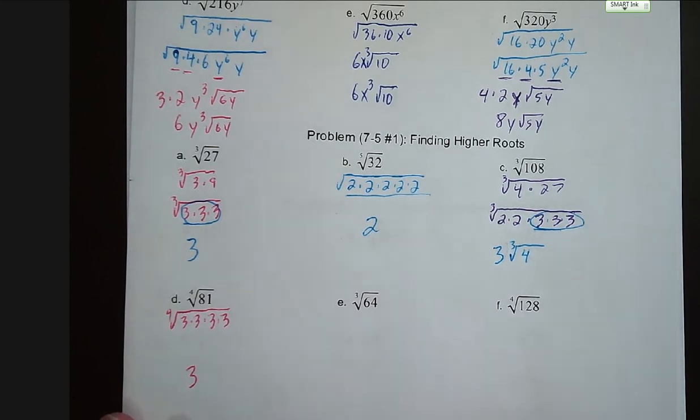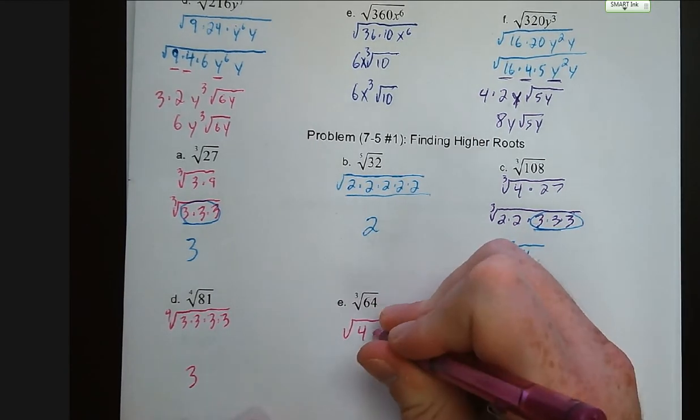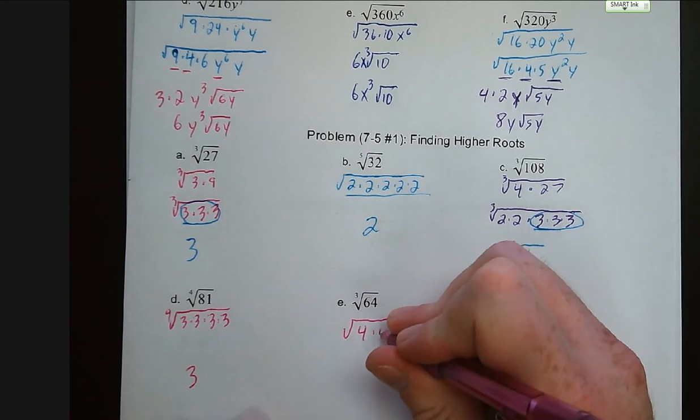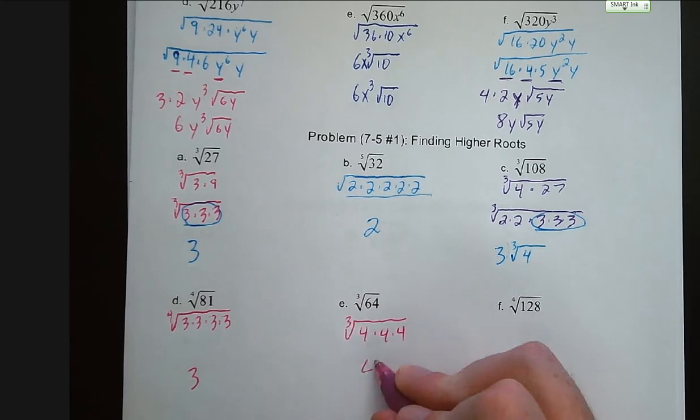We're looking for the 3rd root of 64. Well, that's 4 times 16, and 16 is 4 times 4. Well, 3rd root, I'm looking for groups of 3. There is one group of 3.